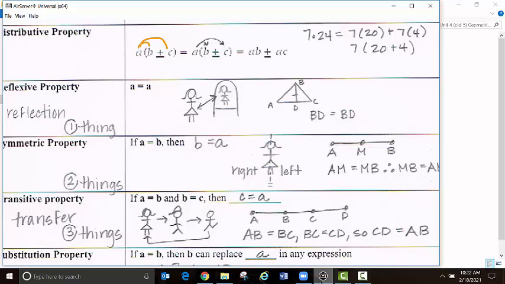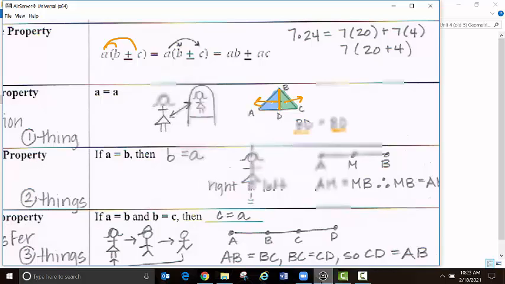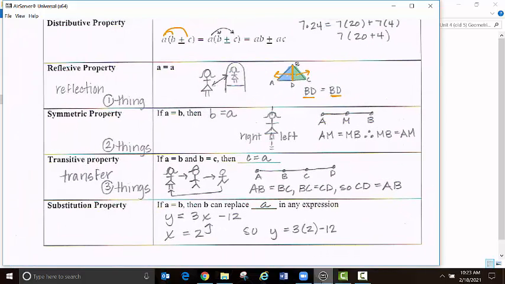Okay, we have the reflexive property. Something is equal to itself. It was like that dude looking in the mirror. Okay, when you look in the mirror, your reflection is the same as yourself. Or for example, if you have two triangles, the blue triangle and the green triangle, this segment BD is the same length for the blue triangle as it is for the green triangle. It's the same as itself. Okay, symmetric means that they can switch, right? 2 equals 3, just like 3 is the same as 2.